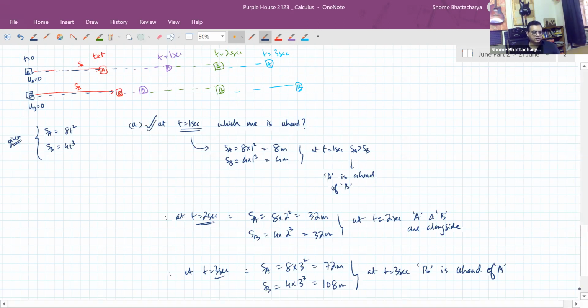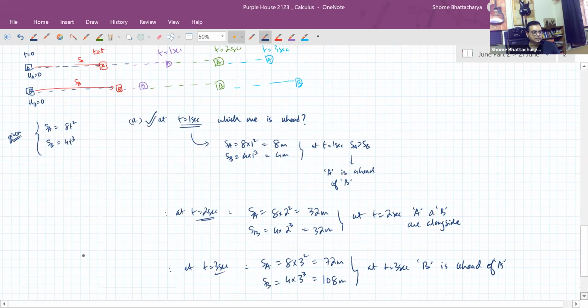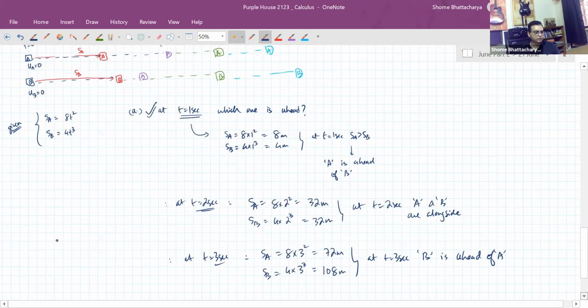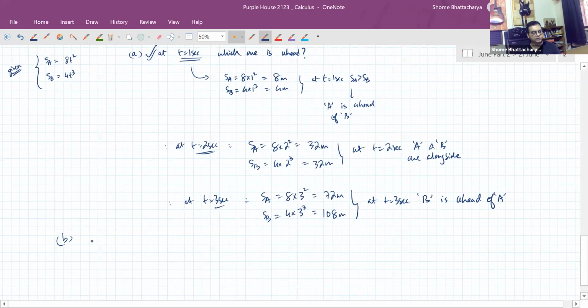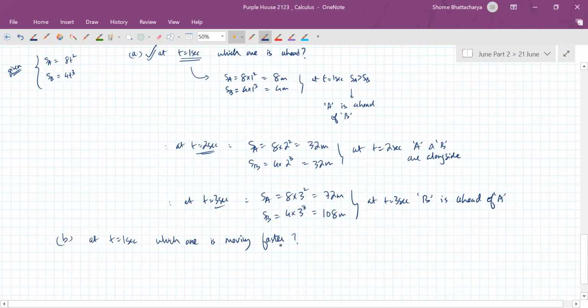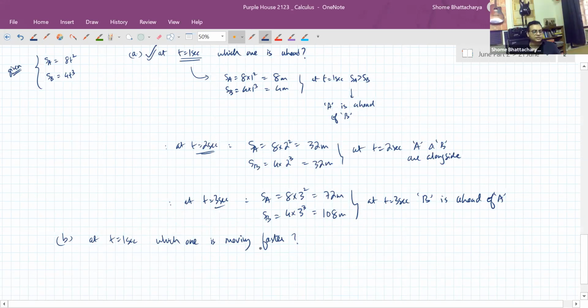Now, what is the B part of the question asking? The B part of the question is asking to find out if at t equal to 1 second, A is moving faster or slower. So at t equal to 1 second, which one is moving faster? Who can tell me how we will understand which one is moving faster? Sir, we will differentiate both of them first and put t is equal to 1. Very good.